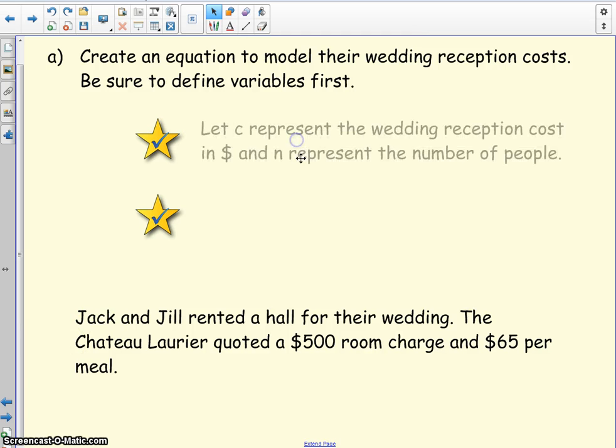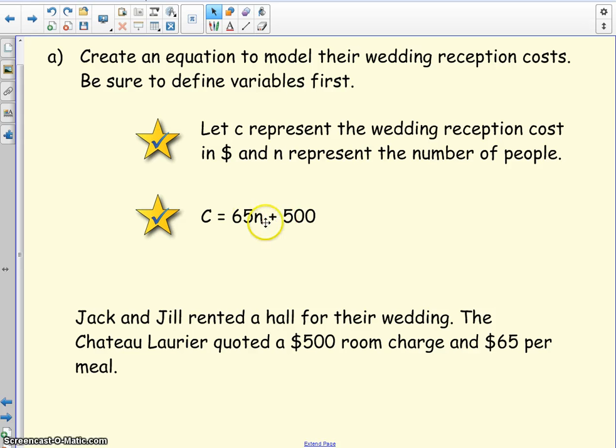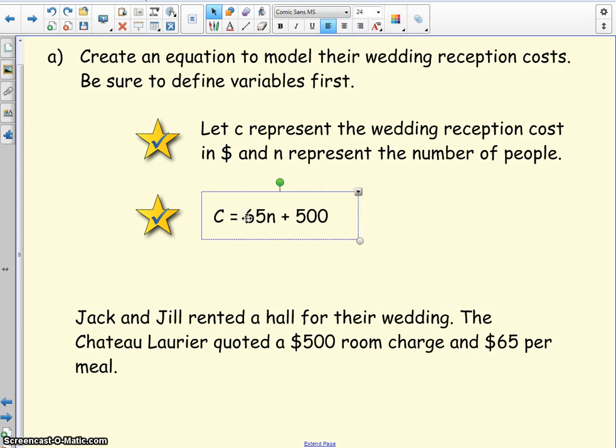Okay, so for my variables, I let C represent the total cost in dollars, and N be the number of people. So their total cost, they have to pay $500 up front and $65 per meal. So that will mean they're paying $65, so 65N plus 500 to get their total cost. Okay, so you did some things like this back in grade 9, setting up equations for linear relations. Okay, and now that we have this equation, we can use it for a lot of things.